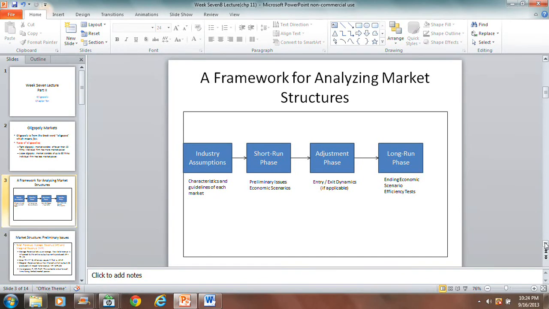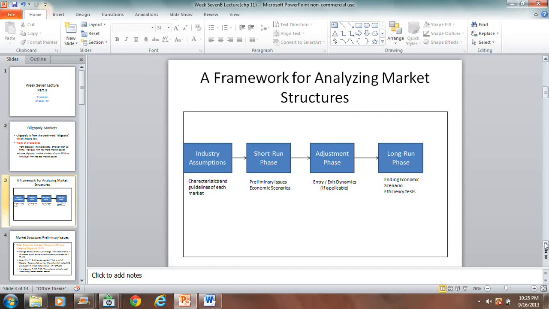All right, so the assumptions for oligopoly are: a few firms, significant barriers to entry, the products produced are differentiated, and advertising plays a role. The firms have limited market power, and most importantly, the firms are interdependent in their pricing behavior. So with those assumptions in mind, we proceed to the phases. In the short run phase, as before, we'll look at some preliminary issues and make some assertions about economic scenarios. That is, what if the firms make economic profit? What if the firms make economic loss? How does that affect the industry in the short run?